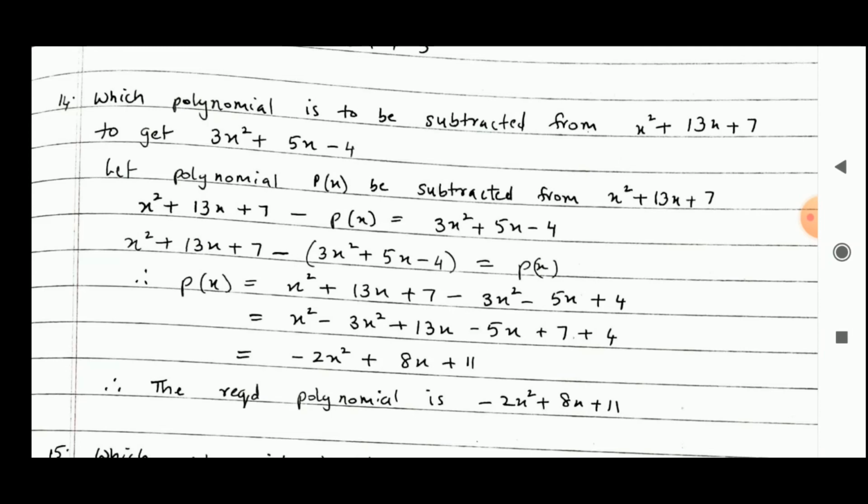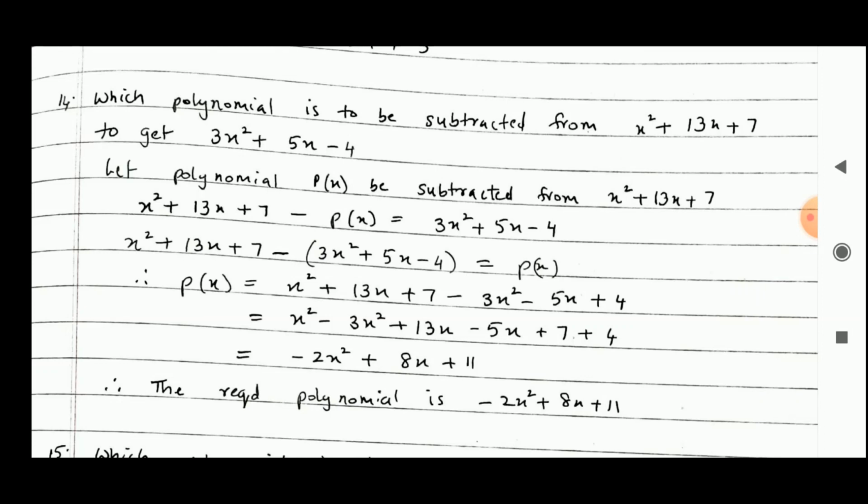Let the polynomial px be subtracted from x square plus 13x plus 7. So x square plus 13x plus 7 minus px is equal to 3x square plus 5x minus 4. So x square plus 13x plus 7 minus 3x square plus 5x minus 4 is equal to px, you take on the other side, becomes plus px. So px is equal to x square plus 13x plus 7 minus 3x square minus 5x plus 4.